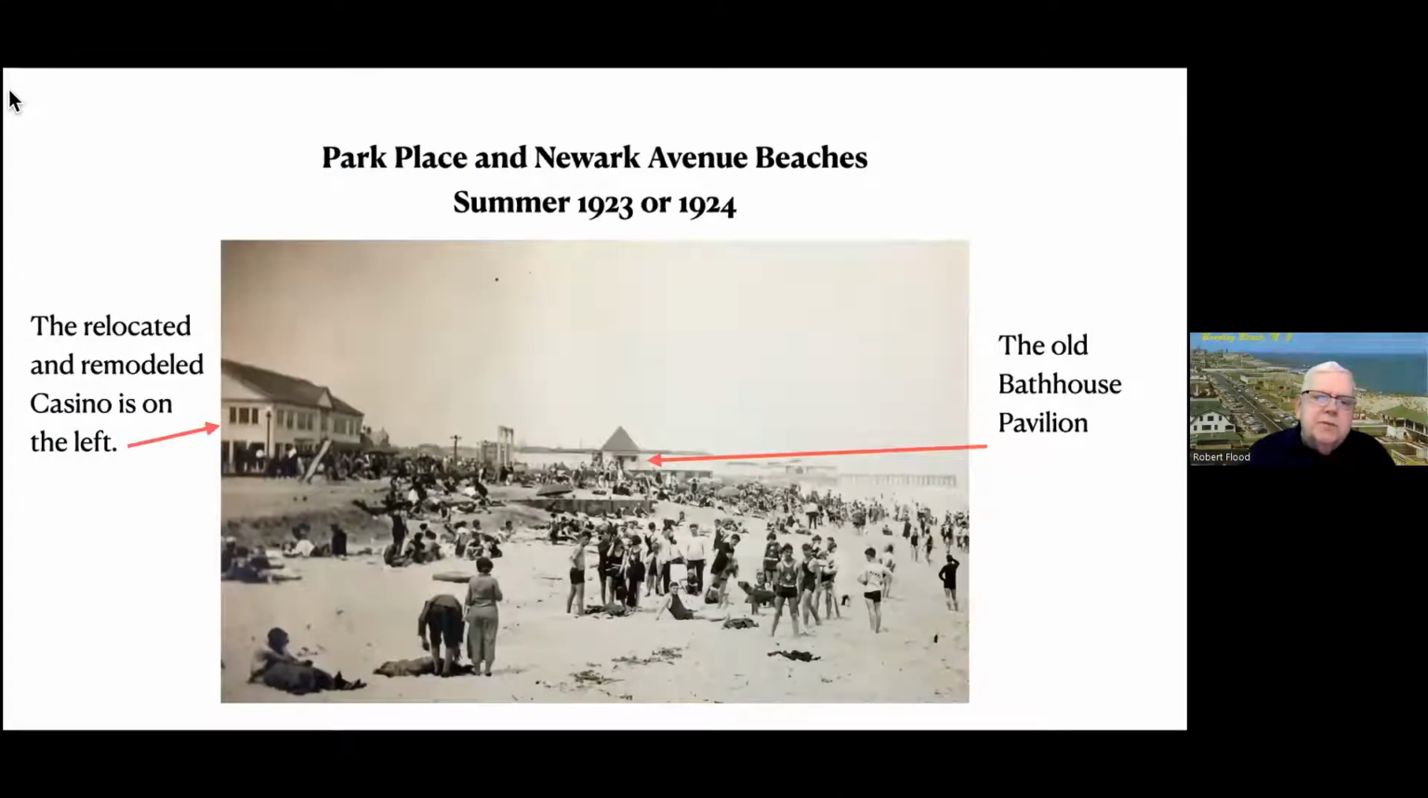This is an interesting picture that we came across in our research, and it depicts the Park Place and Newark Avenue beaches. And we didn't know at first when this picture might have been taken, but we clearly know that it was in the summer of 23 or the summer of 24, because the relocated and remodeled casino was on the left, and that occurred in the spring of 23. And then the old bathhouse pavilion was torn down at the end of the 1924 season.